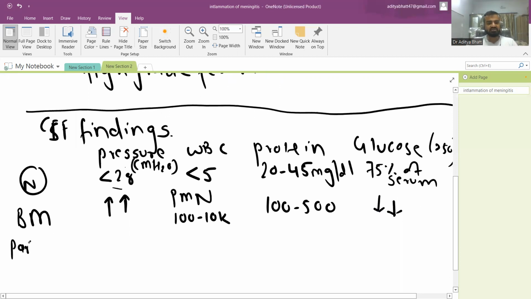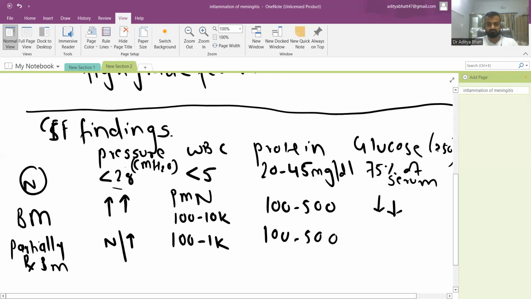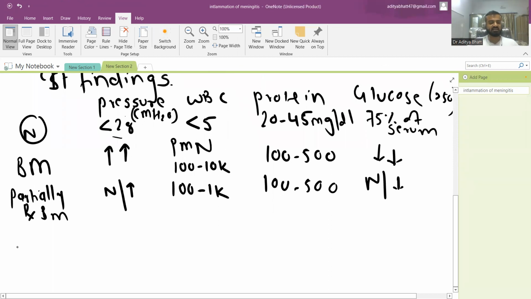Now partially treated bacterial meningitis might have normal or mildly increased pressure, because it is partially treated, but the cells are rarely more than 1000, and they are between 100 to 1000 only. Usually after you treat, WBC fall off extremely rapidly. So it is decreased, but the protein remains the same and glucose normalizes or is mildly decreased. Those are the findings of partially treated bacterial meningitis.